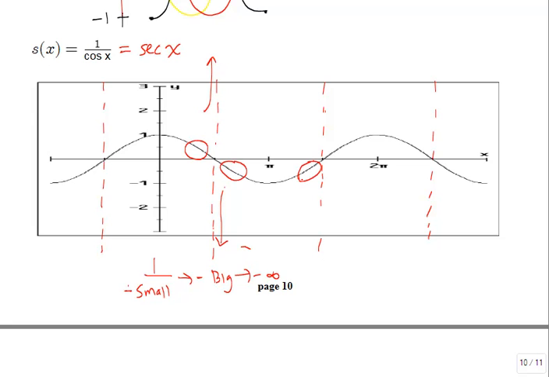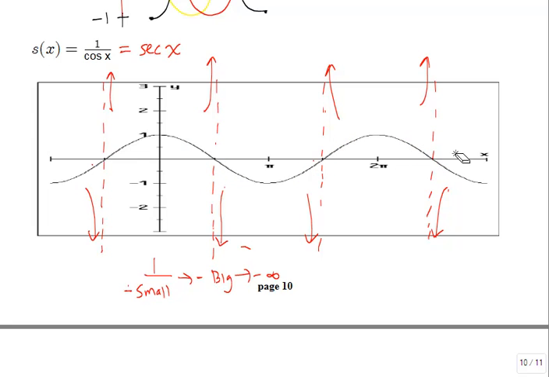These are negative, so I want to shoot down. These are positive, I want to shoot up. These are positive, I want to shoot up. These are negative, I want to shoot down. These are positive, I go up. These are negative, I go down. So that's kind of how you figure out all the directions around those asymptotes.